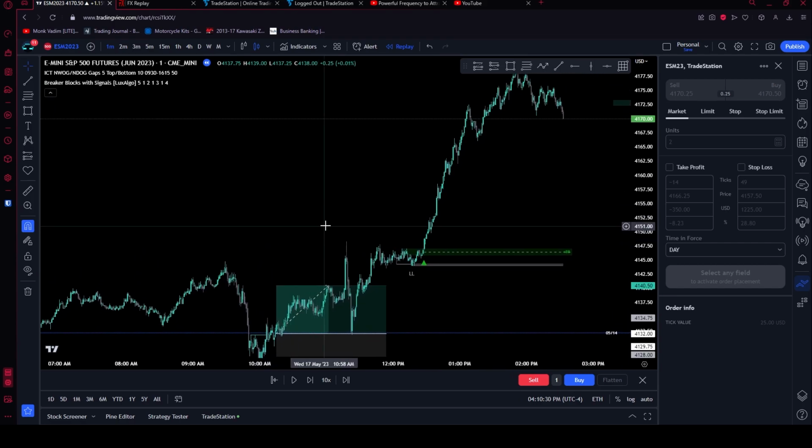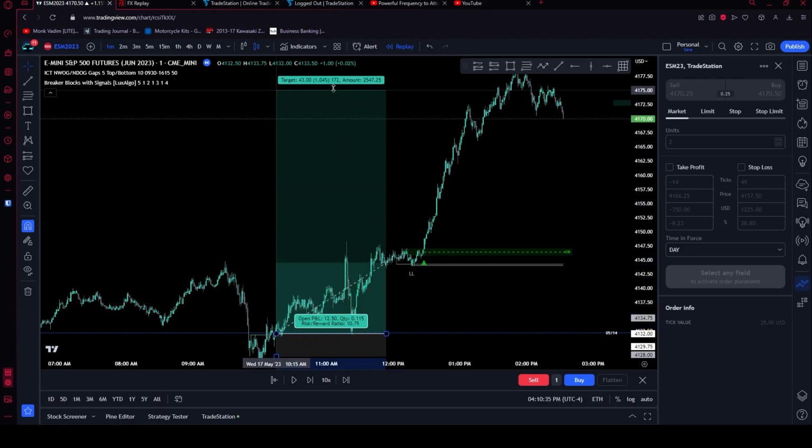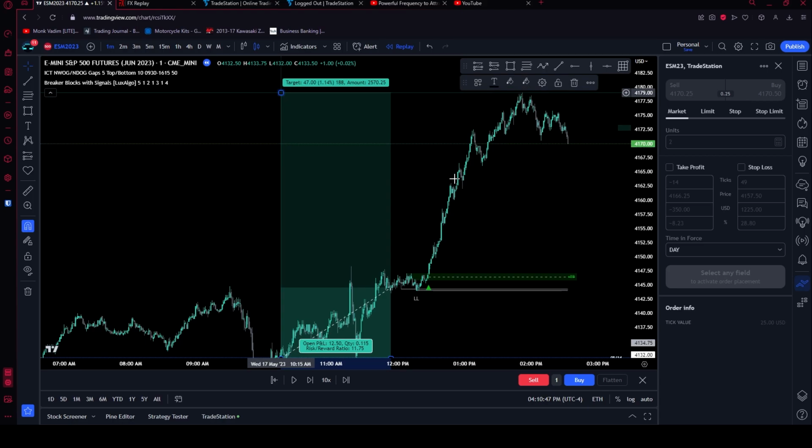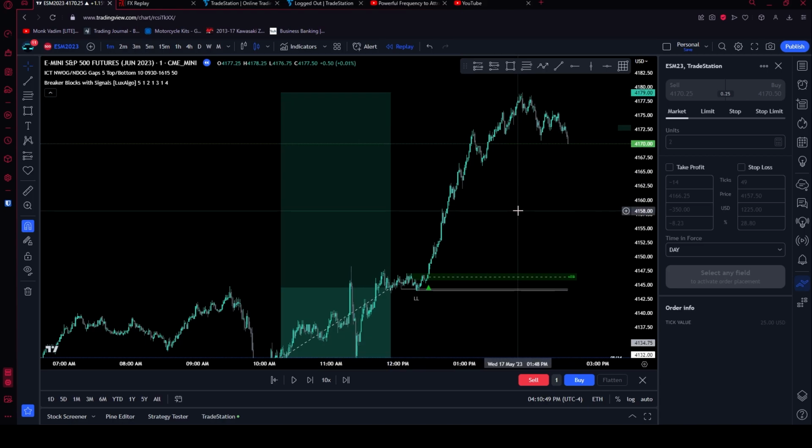Take partials. It's hard to do on indices because contracts are so expensive, but we're talking 46-ish, 47 handles on the tick. The unicorn model has produced insane trades. Over 100 trades. Our average profit is 23 handles.